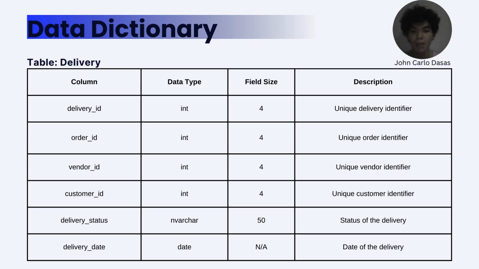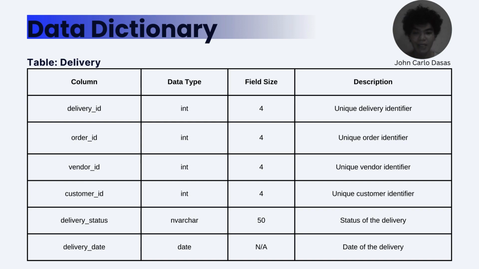Table delivery. For delivery ID, its data type is integer, the field size is 4, and the description of it is unique delivery identifier. For order ID, the data type is integer, the field size is 4, and the description of it is unique order identifier.